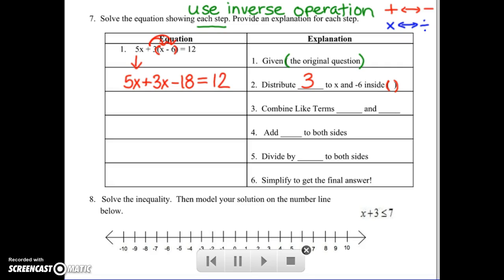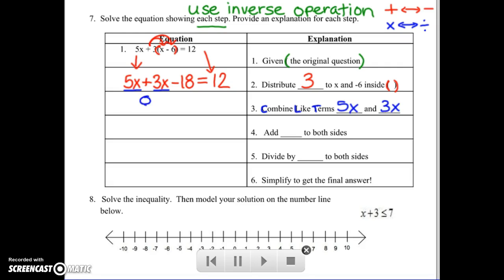When we distribute, don't forget, we use multiplication, so it follows all the rules of multiplication. So positive 3 times x becomes 3x. The number and letter go together. Positive 3 times negative 6 becomes negative 18.